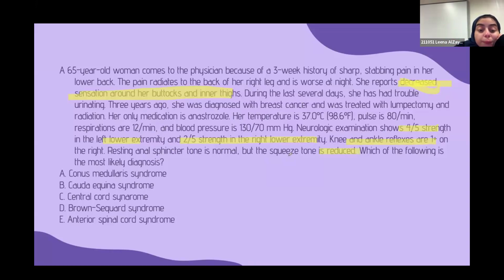It's not that strong. So seeing the position, she has stabbing pain in the lower back, pain radiating to her leg, worsening at night. Seeing her symptoms, guys, do you have any guesses? She has stabbing pain, loss of sensation in the buttocks and the inner thigh, 4 out of 5 strength in the left lower, but 2 out of 5 in the right lower, so they're not equal. But reduced squeeze tone. What do you guys think? Do you have any guesses?